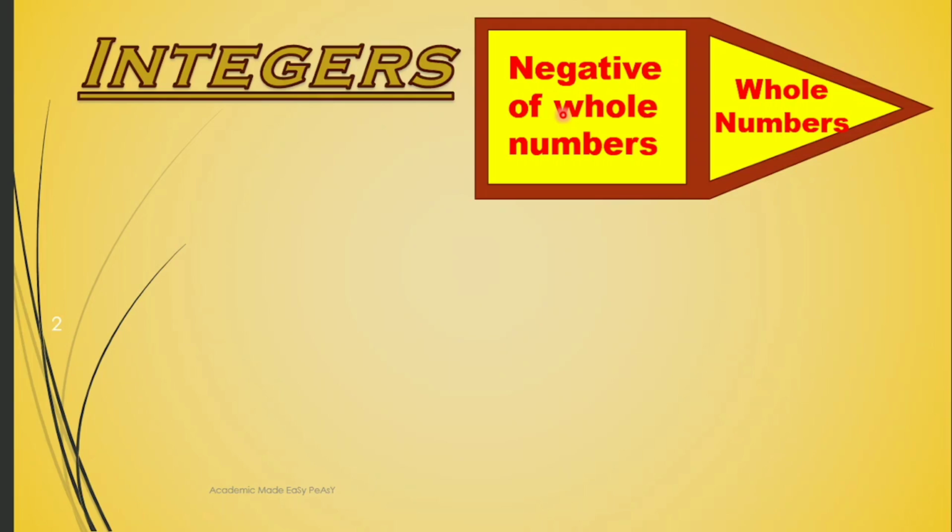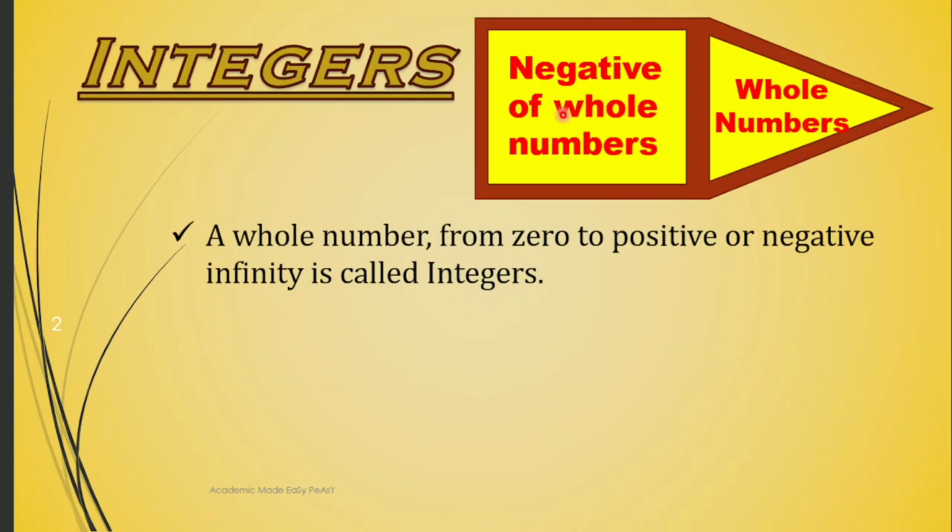Now let us see the exact definition of integers. A whole number from 0 to positive or negative infinity is called an integer. As I said from this mind map, the same thing is explained here. Next, it is denoted by the letter Z. Z is a letter that represents the integer numbers. There are different letters that represent different types of numbers, and one among them is capital Z, which represents integers.